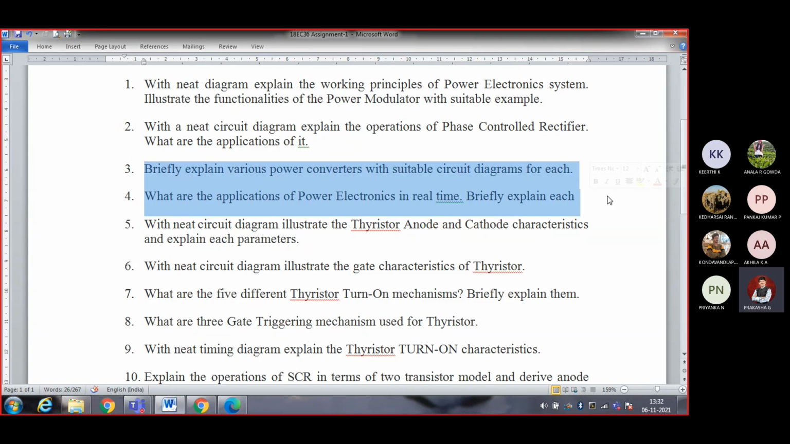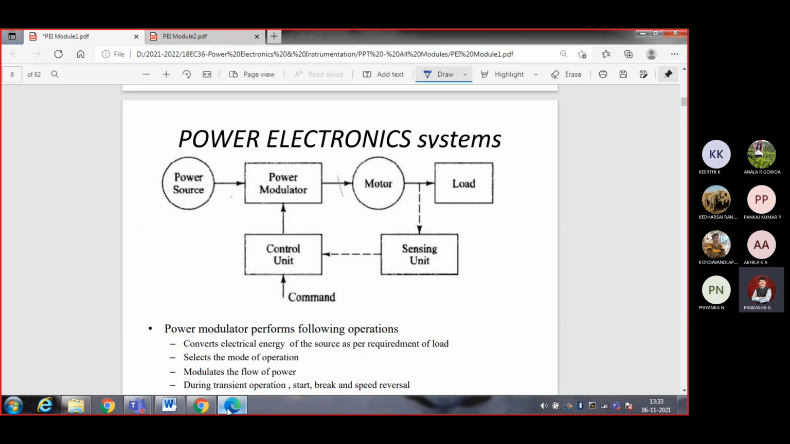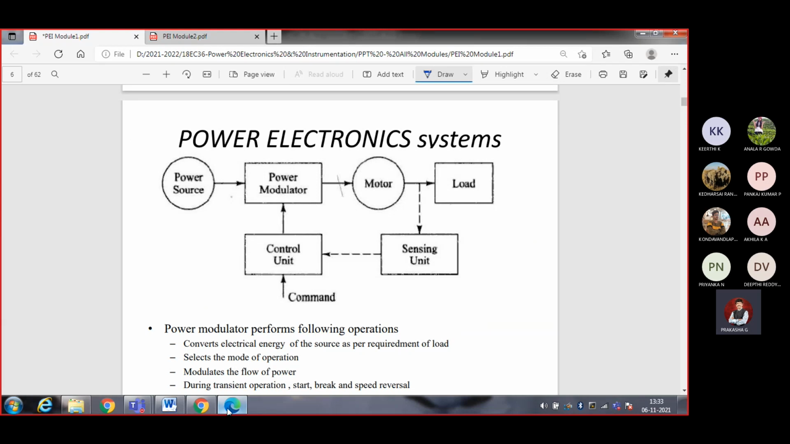Fine. Let me go ahead with the first question. The first question looks like this. For the power electronic system, though it is given in only one slide, you need to explain this one. Elaborate each block of this block diagram. What do you mean by power source? From where exactly are you going to get the power source? Generally, it is a 230 volts power source. So we need to take the 230 volts power source and modulate that. The major functionality of the power modulator is to convert the electrical energy as per our requirement.